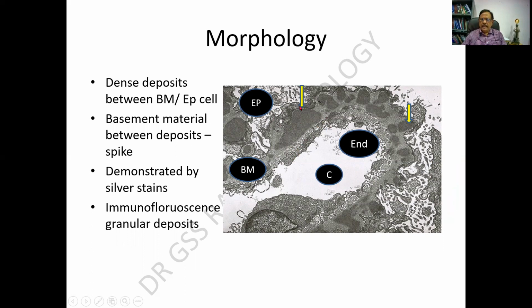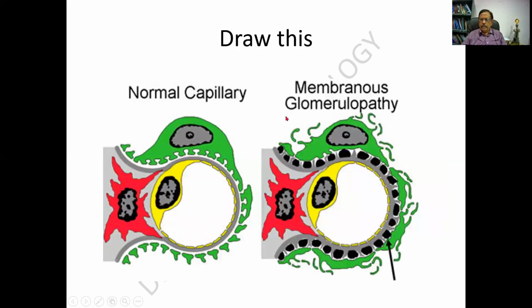On the epithelial side, there are electron dense deposits which are found irregularly. So there are dense deposits. The basement membrane material is found spiking in between the deposits. And this can be better demonstrated by silver stains. Immunofluorescence will be showing granular deposits. I shall be showing you a picture of it later. Please draw this one. I had already explained, and look at the deposits at the basement membrane in the subepithelial region.